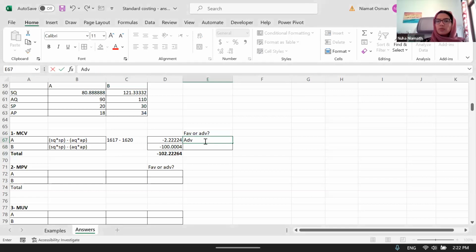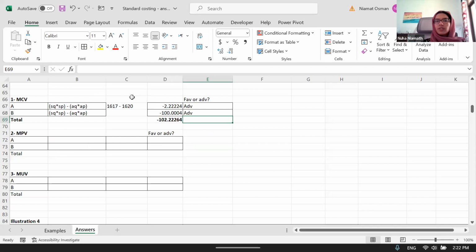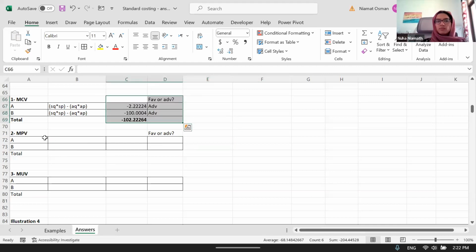Jasnath says adverse. How about the others? Okay, perfect, Neetu. What about B? Is it adverse or favorable? Shan says adverse. Perfect. So these are adverse. All right, so I'll bring this back here. Now, what is material price variance? Quickly, tell me the formula.